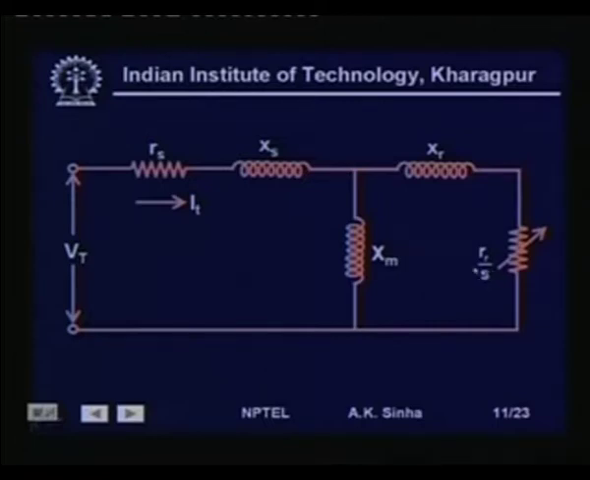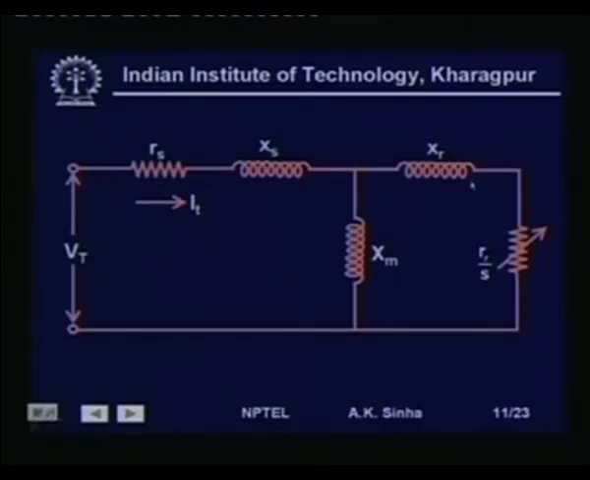When the rotor is at standstill, then R r gives the resistance of the rotor. That is, when the machine is at standstill, we have the resistance of the rotor here, and since this resistance is much smaller, you will have a very large current flowing through this.